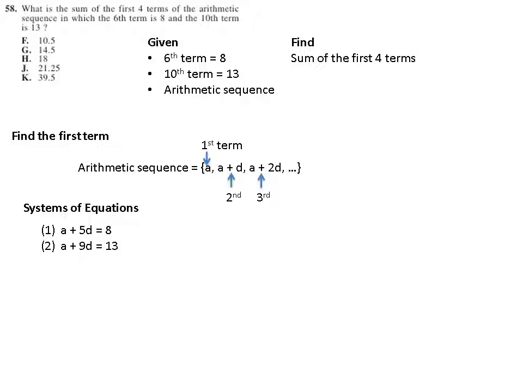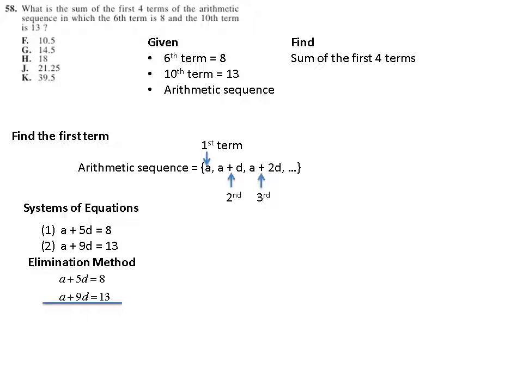So if we look at the 6th term and the 10th term, we use the arithmetic sequence as we see it. So a plus 5d equals 8 would be associated with the 6th term, and the 10th term would be a plus 9d equals 13. And so we're going to solve for d using the systems of equations using elimination.